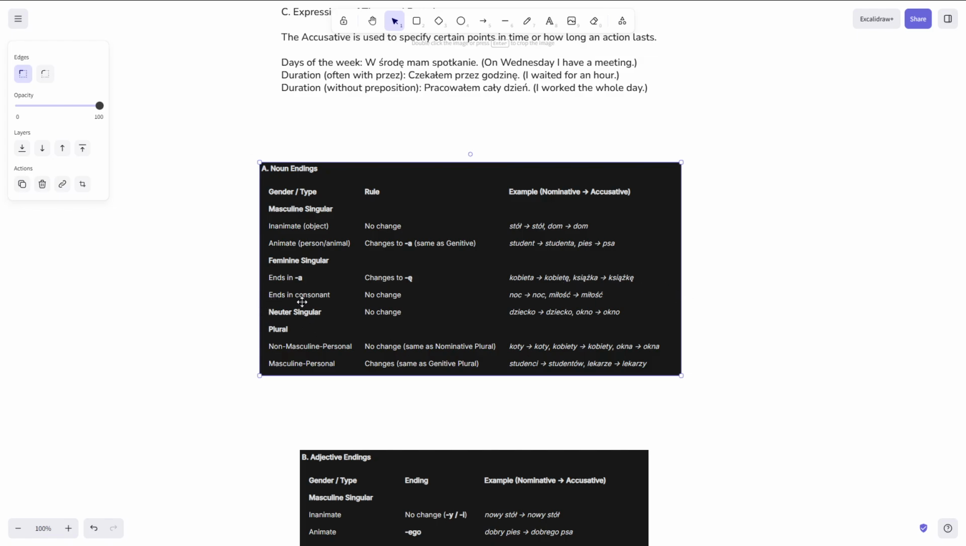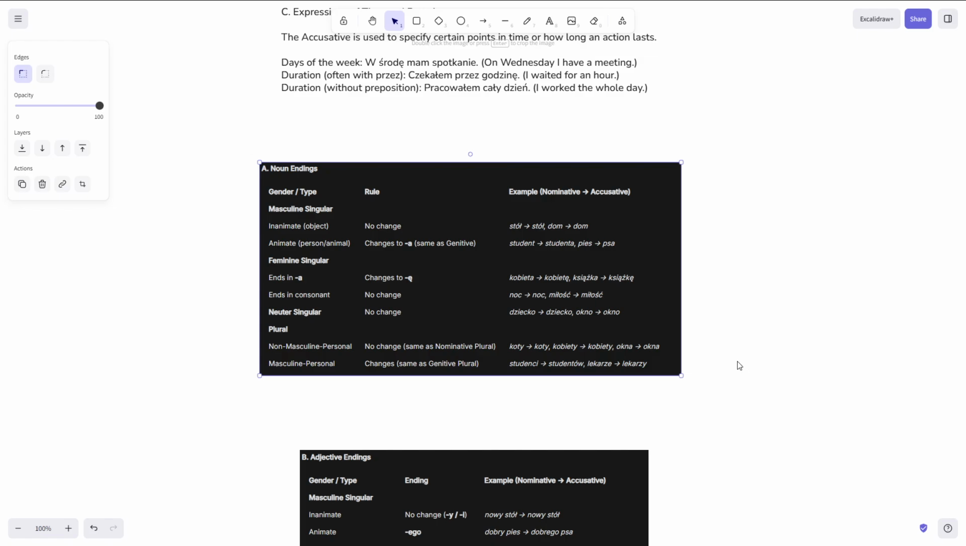And if the noun ends in a consonant, you just do nothing. So noc in accusative is also noc. Miłość in accusative is also miłość. Great. Neuter singular, there is absolutely no change as well. So a child, dziecko, in accusative is also dziecko. Window, okno, is also okno in accusative.